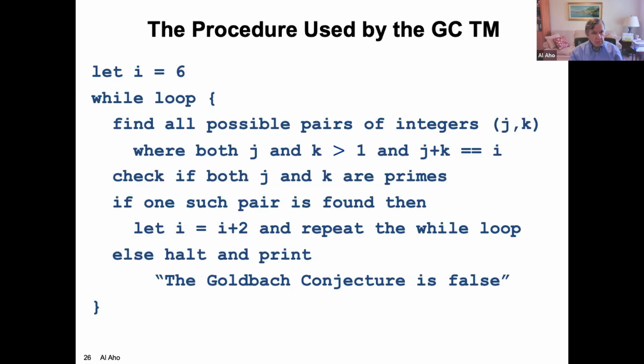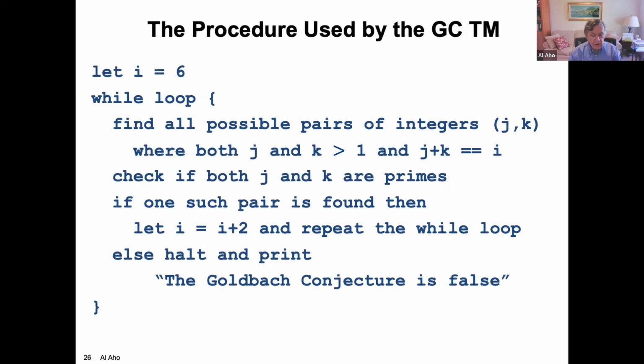So this Turing machine could be used to prove the Goldbach conjecture if we knew the value of Busy Beaver of 27. And the reason for this is that Busy Beaver of 27 provides a bound on the maximum number of moves any 27-state Turing machine can make.